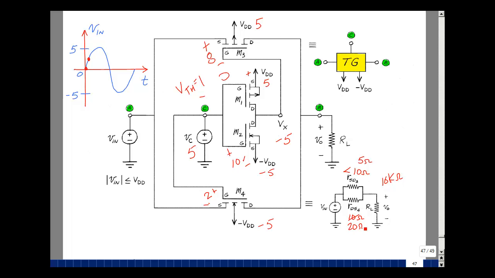Now my output is going to be my input, which is 3 volts, times a voltage divider of 10K over 10K plus the parallel combination. Now when you had 10 in parallel with 10, you had 5 ohms.